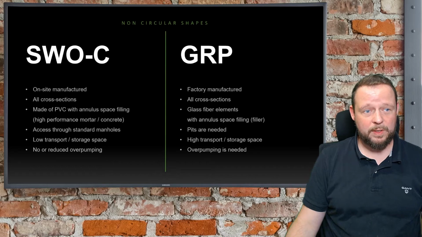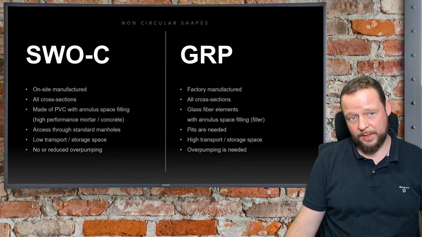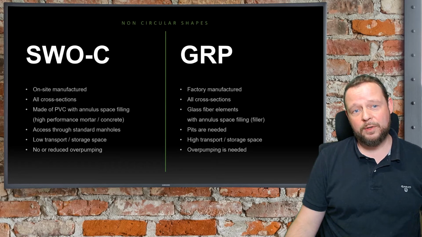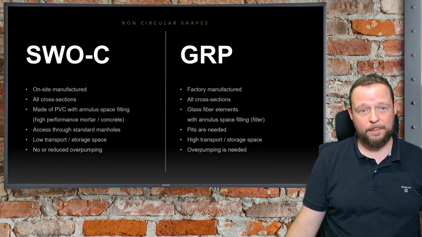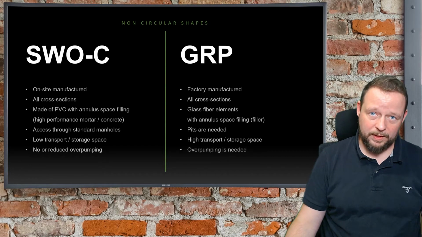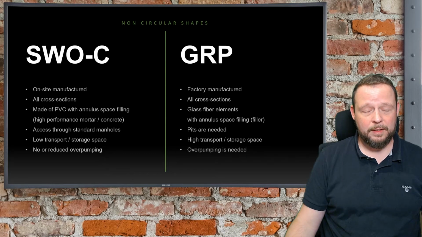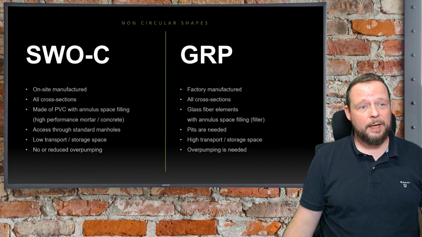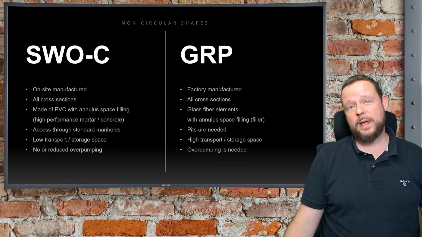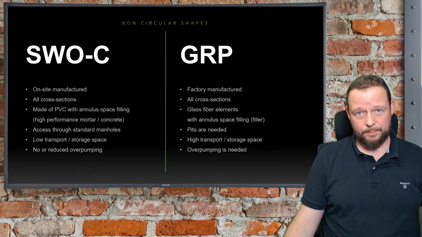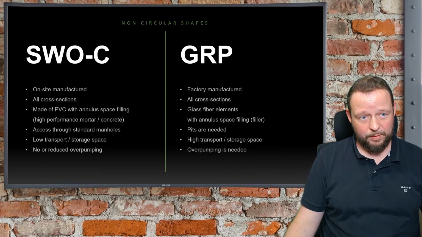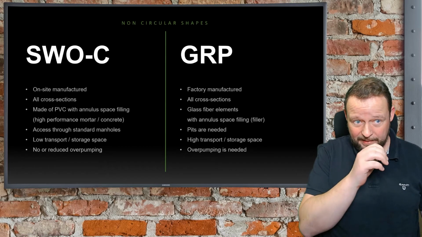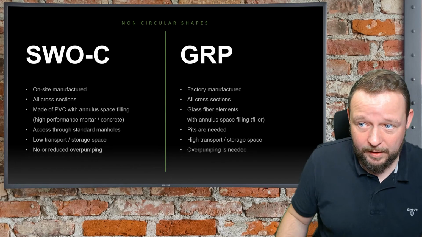With the spiral wound, we have the material PVC and the annulus space filled with the high performance mortar or concrete. And for the GRP, we have these glass fiber reinforced pipes with an annulus space as well, but there only a filler is used to prepare the load path between host pipe and GRP pipe. For the spiral wound, it is possible to access through standard manholes. So just open the manhole cover, bring everything in and install it. So it means there we have 100% no-dig technology as well.